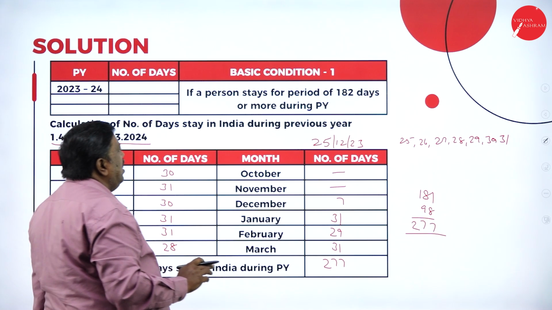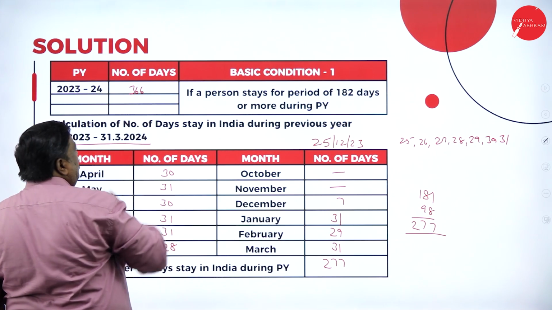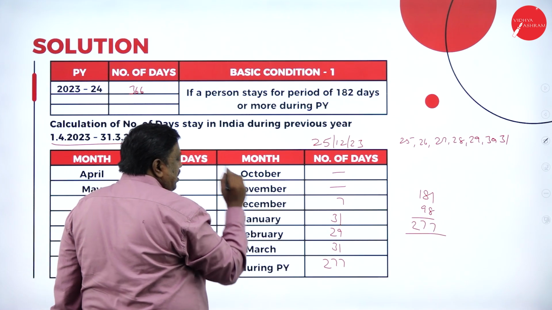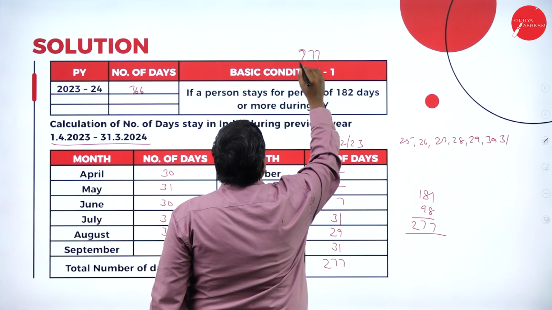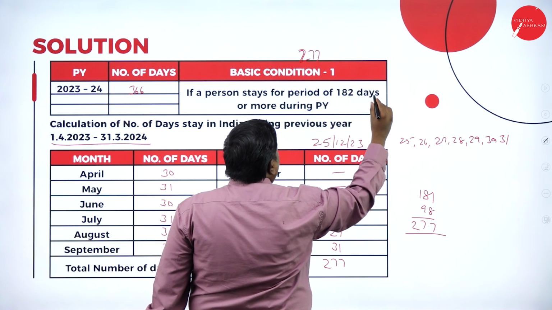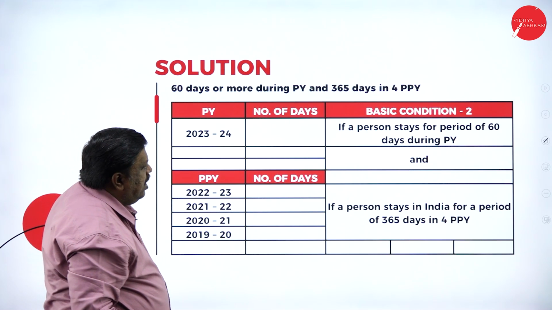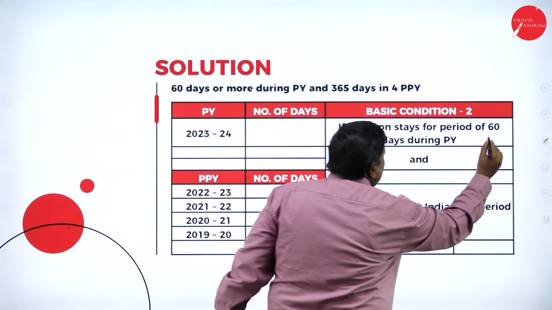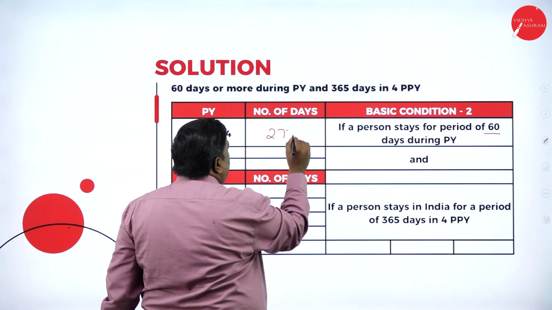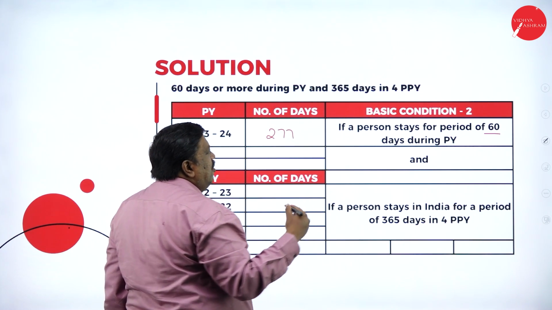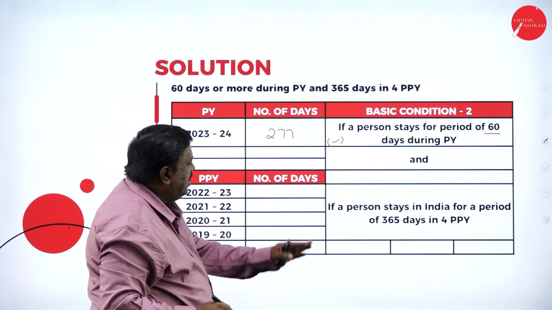What is my condition here? In 2023-24, we had 366 days. Out of 366 days, I was in India for 277. So I've satisfied my first basic condition. So what is my second basic condition? I should be for 60 days during previous year. I've stayed here for 277. So I've satisfied my first half of the basic condition. What is my second half of the basic condition?